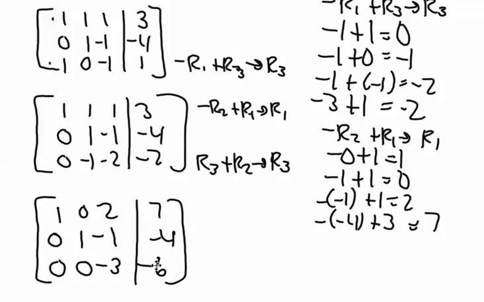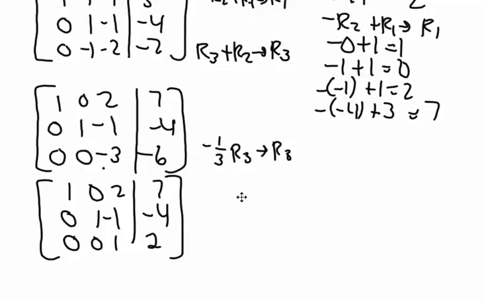So now what I need to do is to take this negative 3 and change that to a 1. Well, how can I do that? I'm going to take negative 1/3 R3 and convert it to the new R3. So I'm going to take every single element in row 3 and multiply by negative 1/3. So we've done that here. Okay, now the 1 is where it belongs.